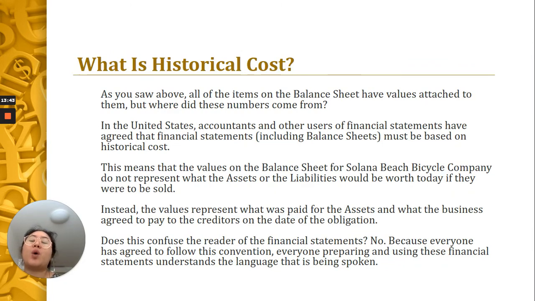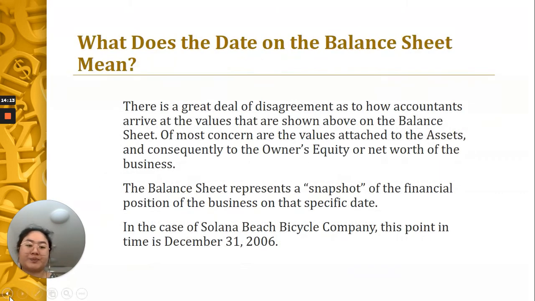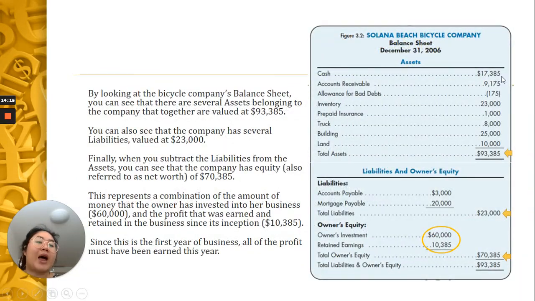Next is the historical cost. You can remind yourself about the historical cost concept from Chapter 2. Once again, as you see above, all of the items on the balance sheet have values attached to them. But where do these numbers come from? You can see on the balance sheet how the value for each one comes about.